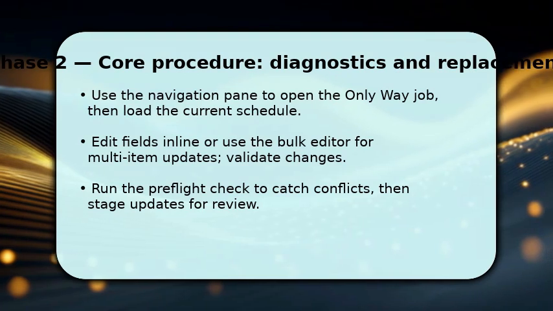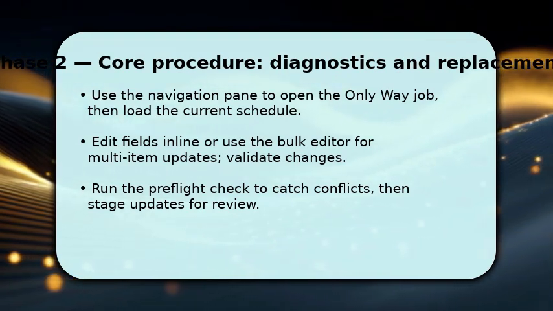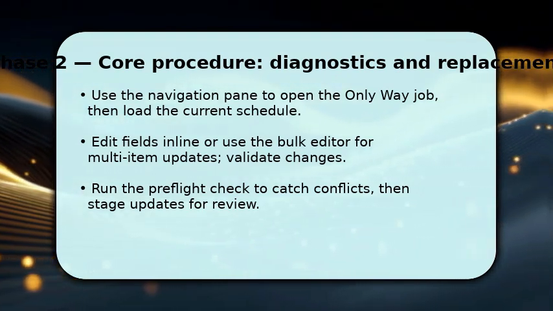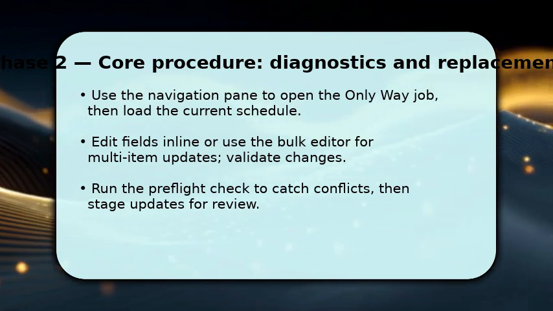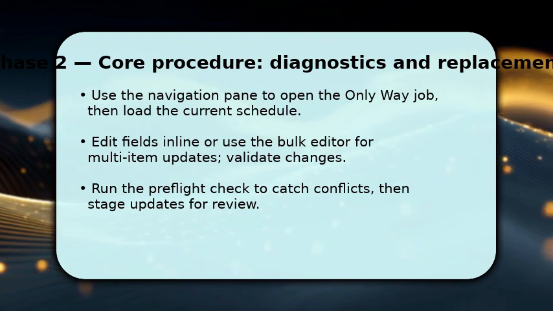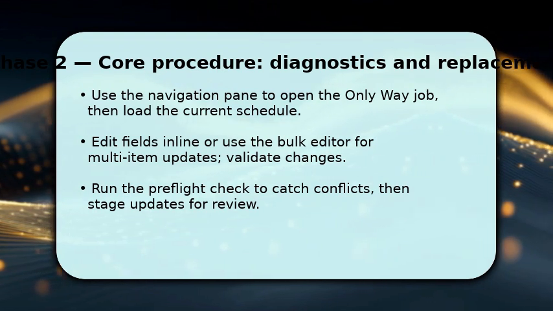Now you perform the middle steps: open the Only Way job and load the active schedule. You will edit entries inline for one item or use the bulk editor when updating many records. This saves time. Once edits are complete, run the console per-flight check to surface conflicts or missing fields.